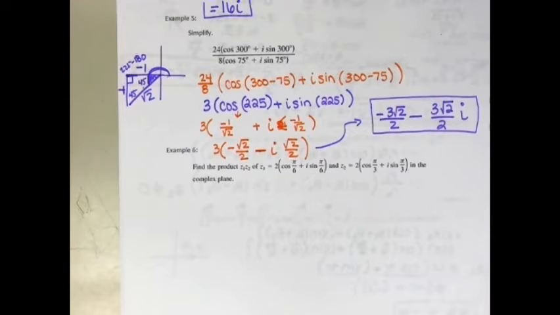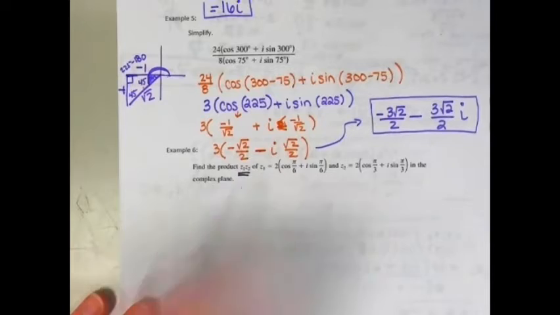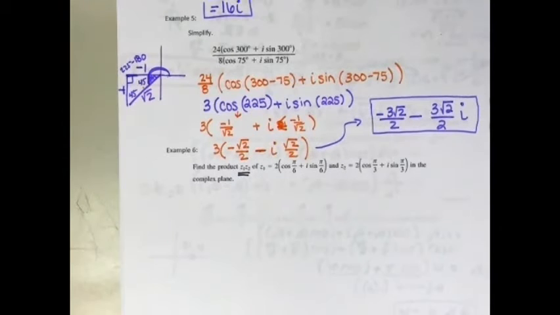We need to do another product one. Are you guys okay with that? Yes, do it. Okay. All right, find the product of z1 and z2. So again, product, we're multiplying. So what do I do with the thetas? Do I add or subtract them?